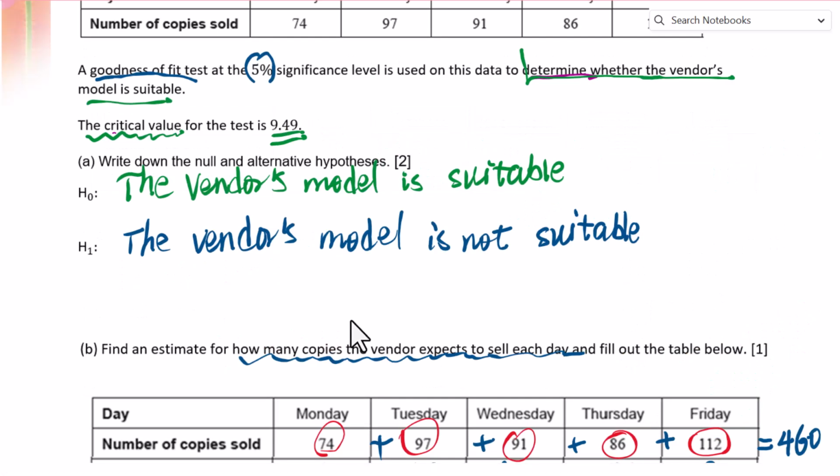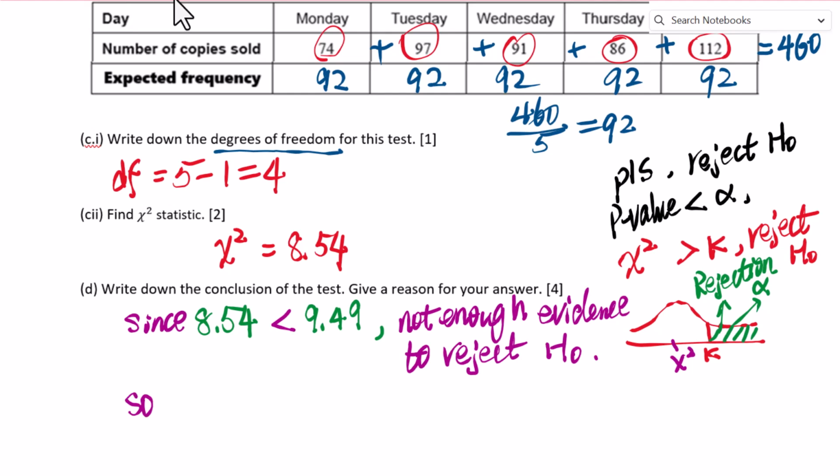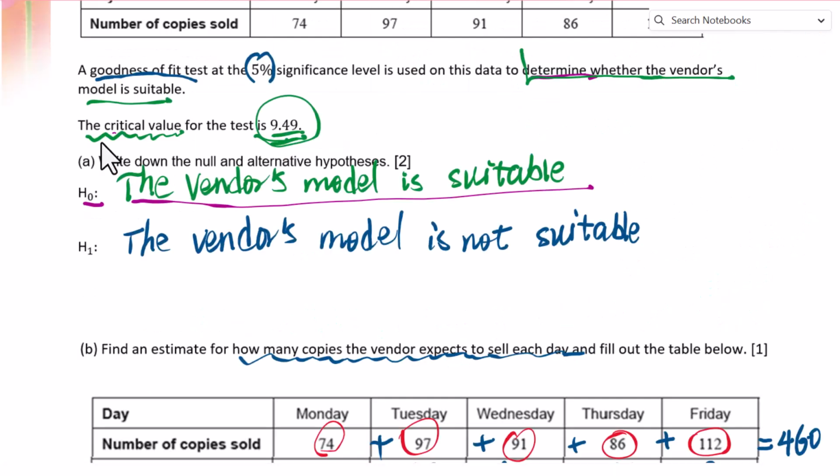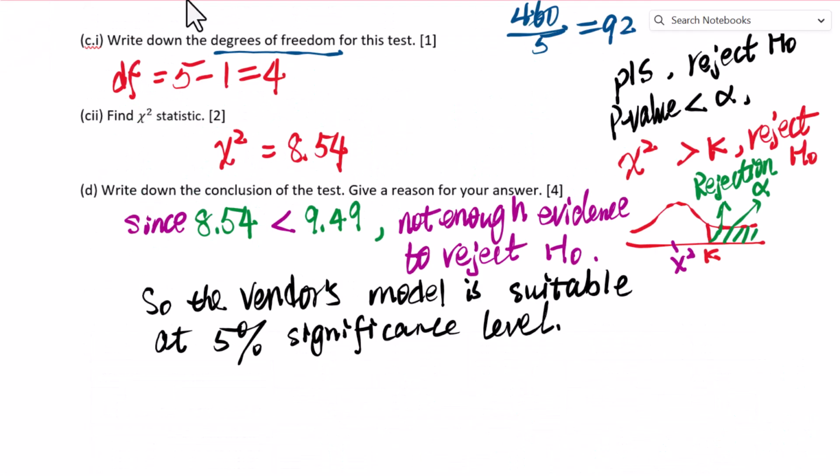We are given this critical value 9.49. Since 8.54 is less than 9.49, there is not enough evidence to reject H0. Since we do not reject H0, we rewrite H0 at the 5% significance level. So the vendor's model is suitable at the 5% significance level.